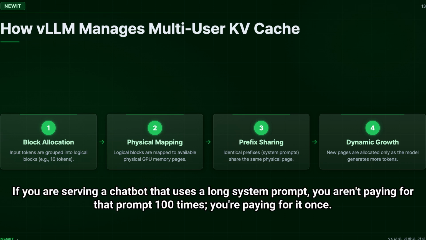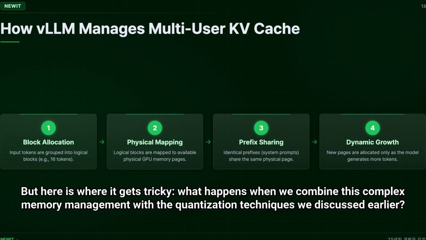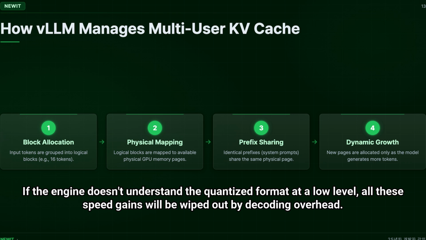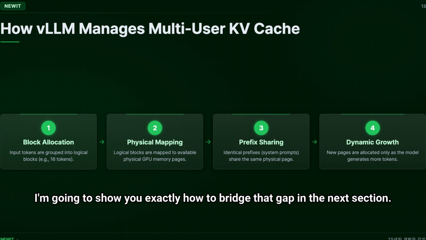If you are serving a chatbot that uses a long system prompt, you aren't paying for that prompt 100 times, you're paying for it once. But here is where it gets tricky. What happens when we combine this complex memory management with the quantization techniques we discussed earlier? If the engine doesn't understand the quantized format at a low level, all these speed gains will be wiped out by decoding overhead. I'm going to show you exactly how to bridge that gap in the next section.